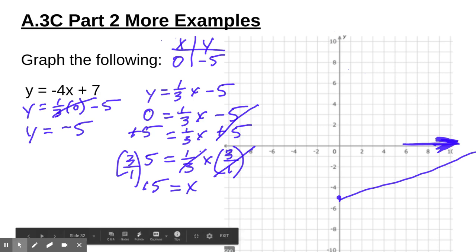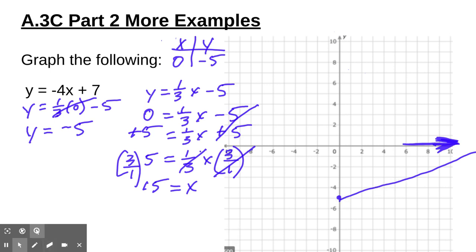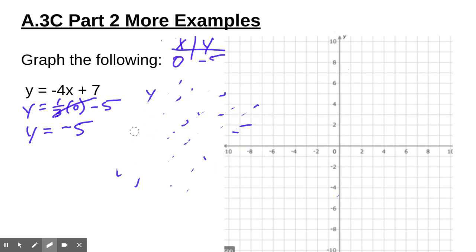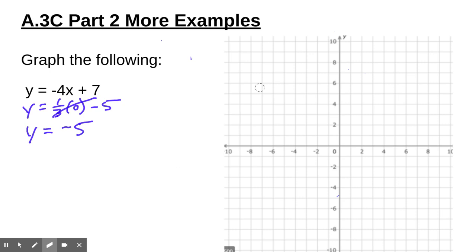Okay, here's another one. Because they want you to focus on finding the x and the y intercept. And hopefully this is going better for some of you than the first one.